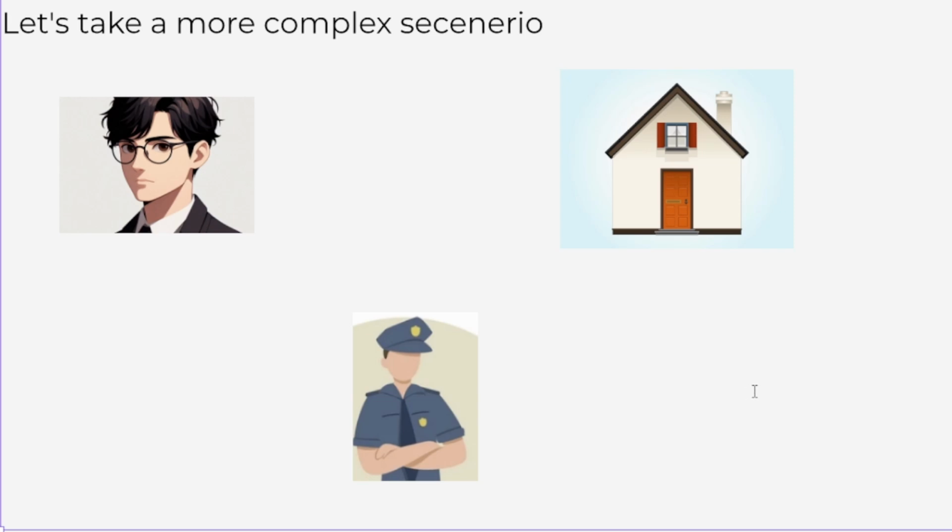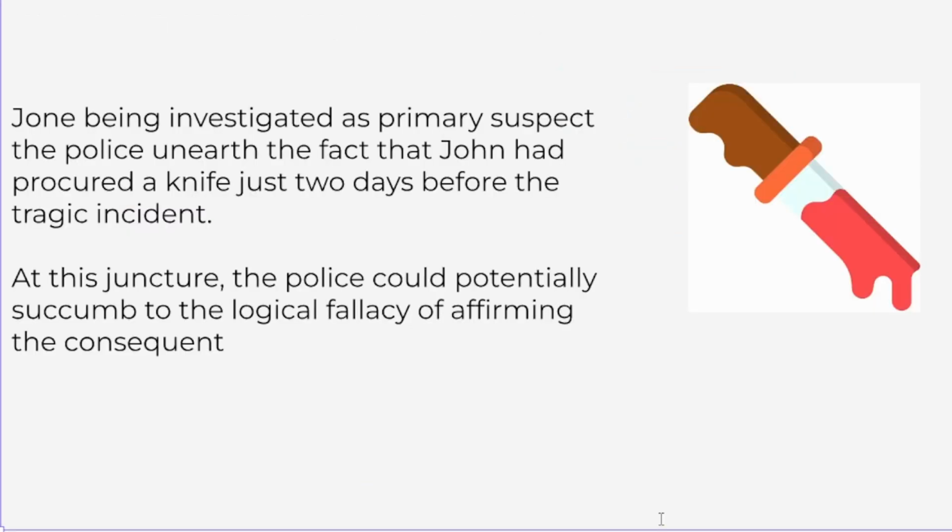Now, at this juncture, the police could potentially succumb to the logical fallacy of affirming the consequent. This line of reasoning, however, neglects to consider key factors. First, merely possessing a knife doesn't inherently label someone as a murderer. Knives are commonplace household items with a multitude of uses. Secondly, there could be a myriad of reasons why John bought the knife, such as for culinary purposes or other mundane tasks. However, it is imperative for the police to conduct a comprehensive investigation to amass more evidence before drawing conclusions. They should pursue other leads, such as potential suspects or motives, or collect forensic evidence like fingerprints.